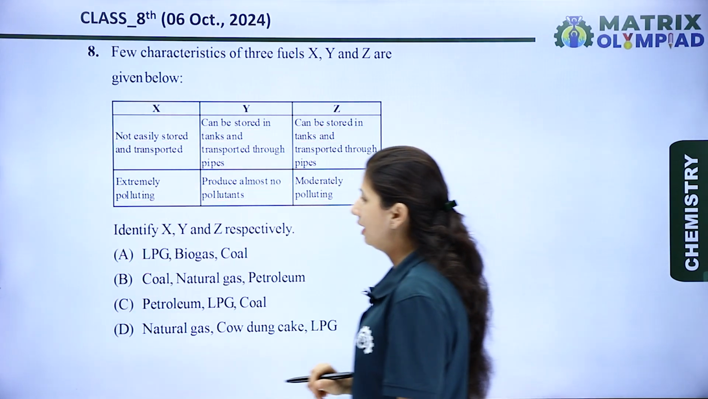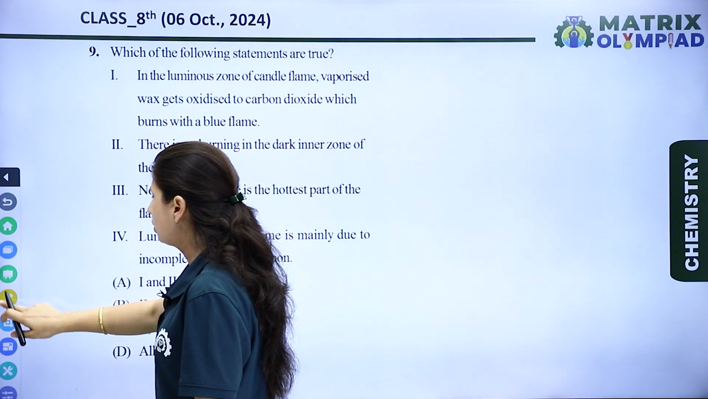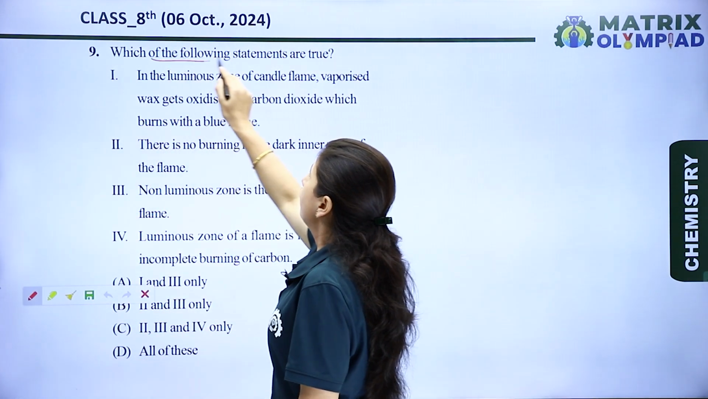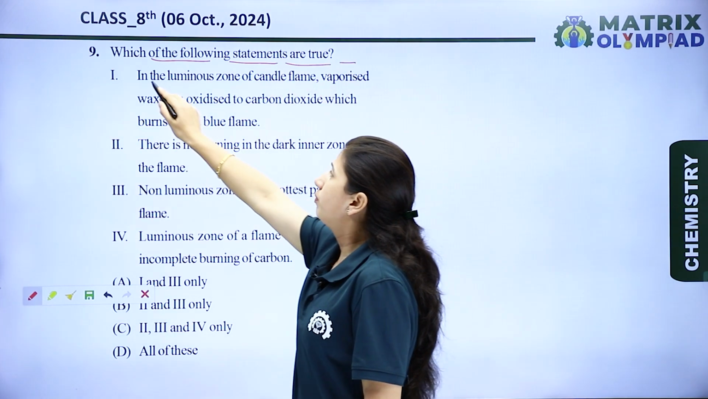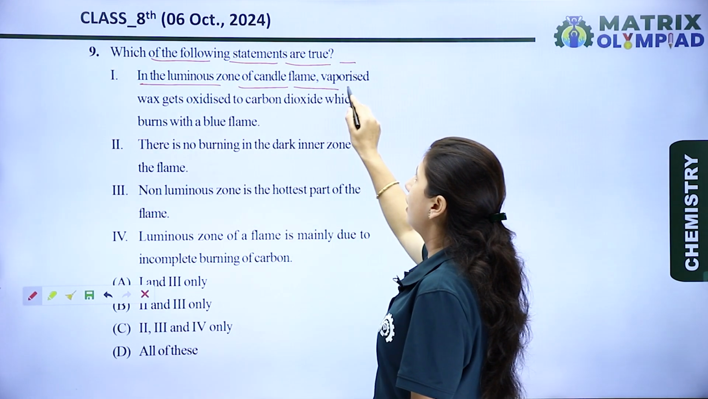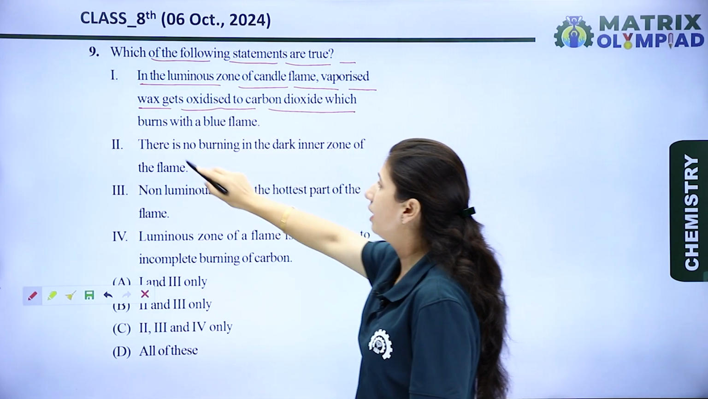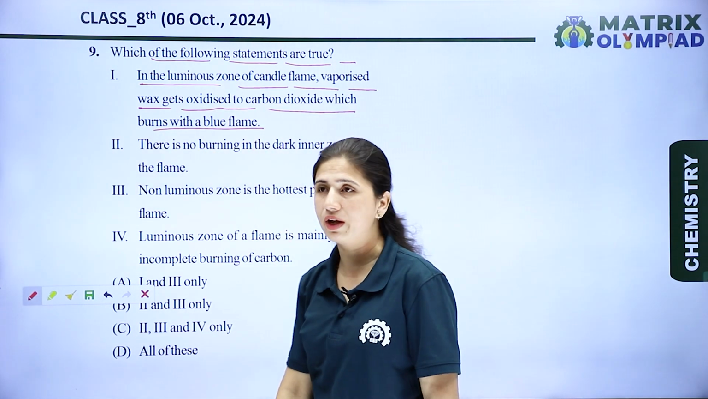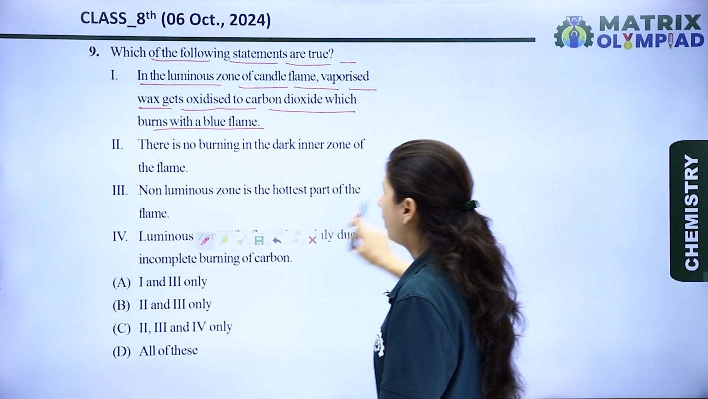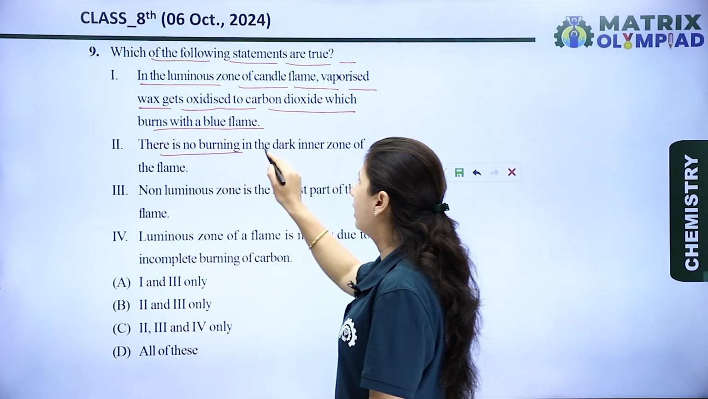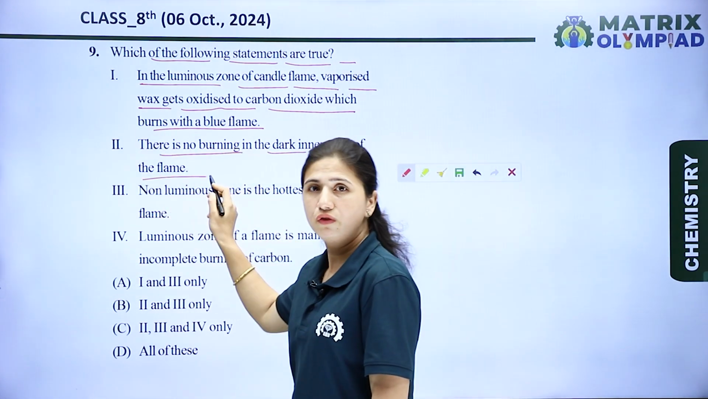Now let's see the next question. The next question is, which of the following statements are true? In the luminous zone of a candle flame, vaporized wax gets oxidized to carbon dioxide, which burns with a blue flame. Now, the second statement is there is no burning in the dark inner zone of the flame.